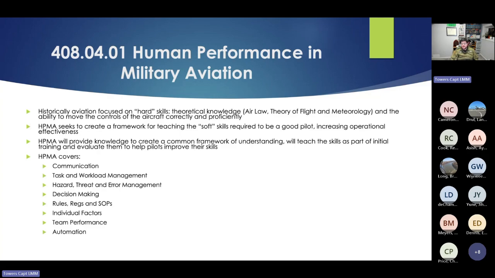HPMA is seeking to provide knowledge to create a common framework of understanding, and will teach the skills as part of initial training and evaluate them to help pilots improve their skills. So HPMA covers communication, task and workload management, hazard, threat, error management, decision making, rules, regulations, and SOPs, standard operating procedures, individual factors, team performance, automation. Not all of these subjects are going to be covered as part of the National Ground School program, or even will be covered on the glider pilot training course. But it's important to get just a brief overview of them.